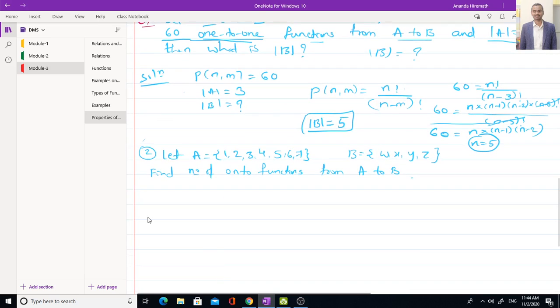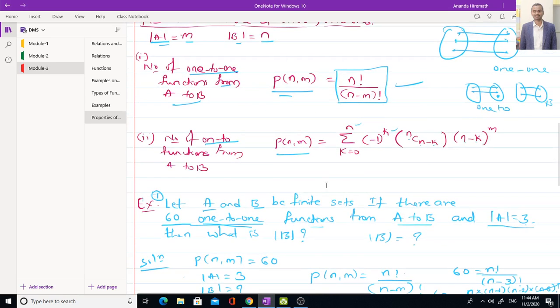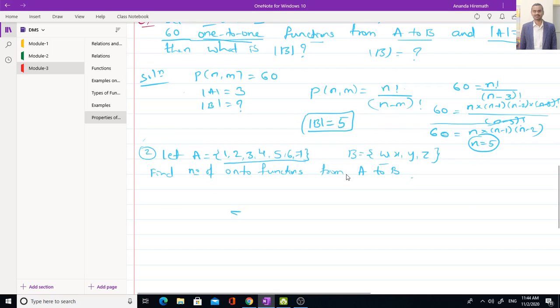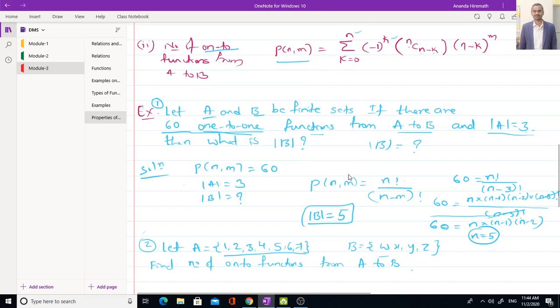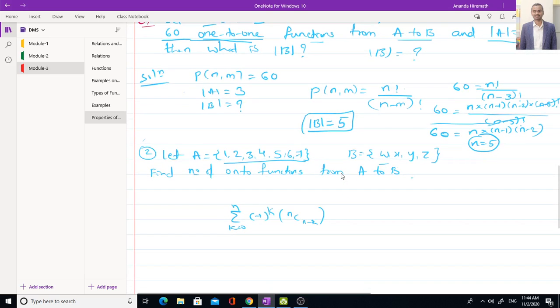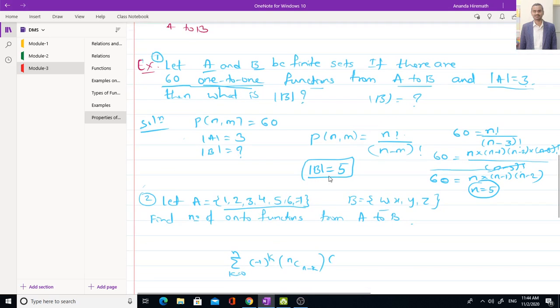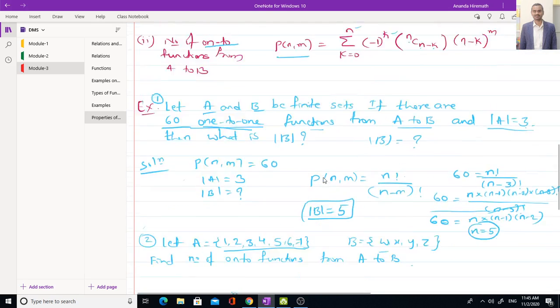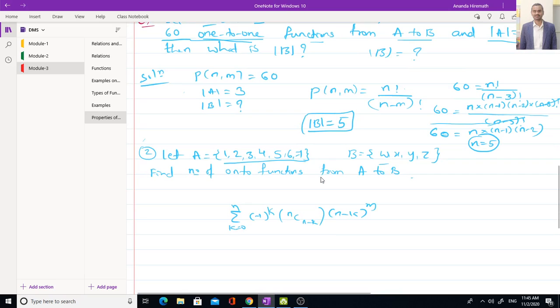Well, the second example is given. Let A be the set given, there are 7 elements, and B has 4 elements. Find the number of onto functions from A to B. Now let us get the formula first. It is the summation of k equal to 0 to n of (-1)^k into nC(n-k), then (n-k) whole raised to m. This is the formula.